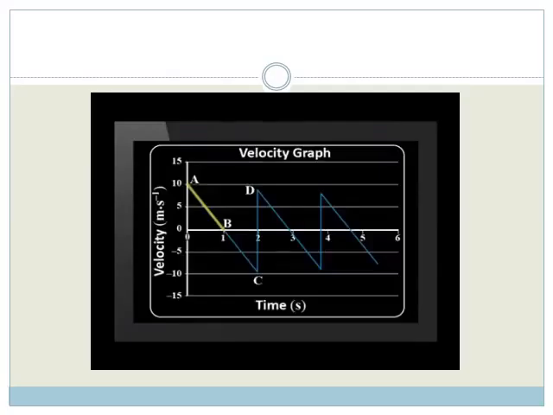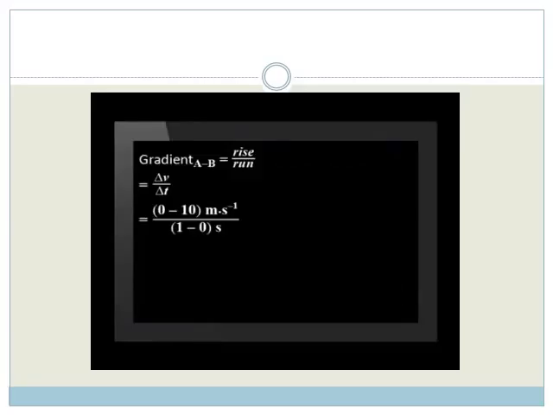The next question asks us to calculate the ball's acceleration between A and B. The gradient of a VT graph gives the acceleration of the object. Notice that the y-interval of this part of the graph is minus 10 meters per second, and the x-interval is 1 second. We substitute these values into the equation and find an answer of negative 10 meters per second squared.